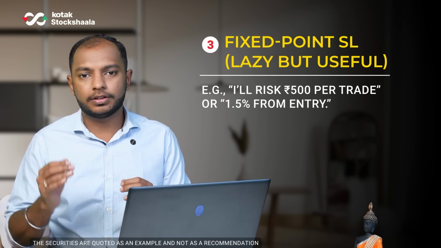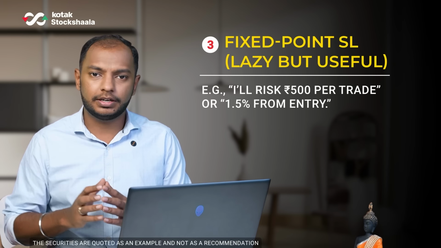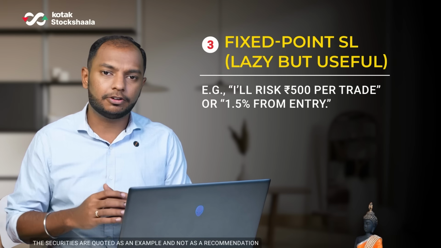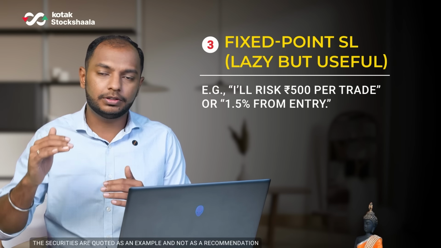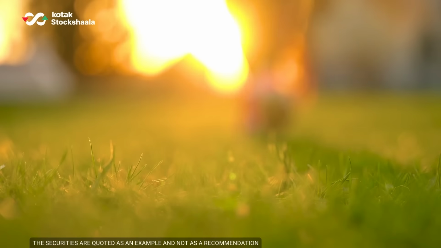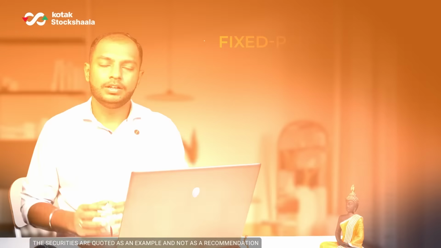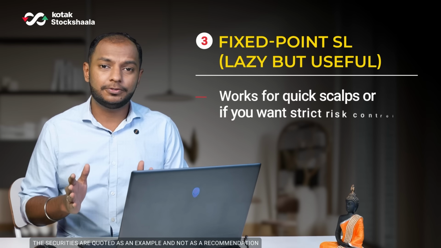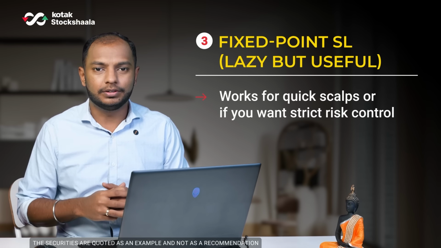So you're going to set your stop loss based on that, or even it could be based on a specific percentage. I'm going to risk 1% of my capital, which means you're going to set your stop loss 1% below your entry price. This kind of stop loss is like using the same size of shoes for everyone. Hey, it does not fit, but at least it is consistent. This kind of stop loss works best for quick scalps or even very good risk control.